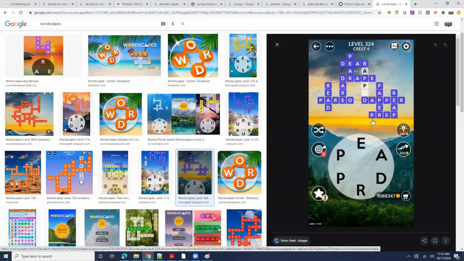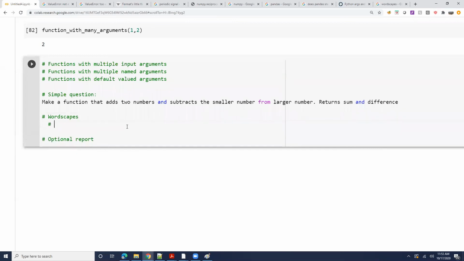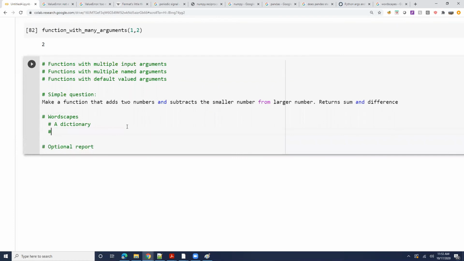A dice game, that might be difficult. Okay, Wordscapes actually fits into some things that we learned so far. It uses some ideas that we have learned so far. So let's say I'll give you guys a dictionary. A dictionary file or files. I don't know if it will be a single file or multiple files. So you'll get a dictionary or a set of dictionaries.